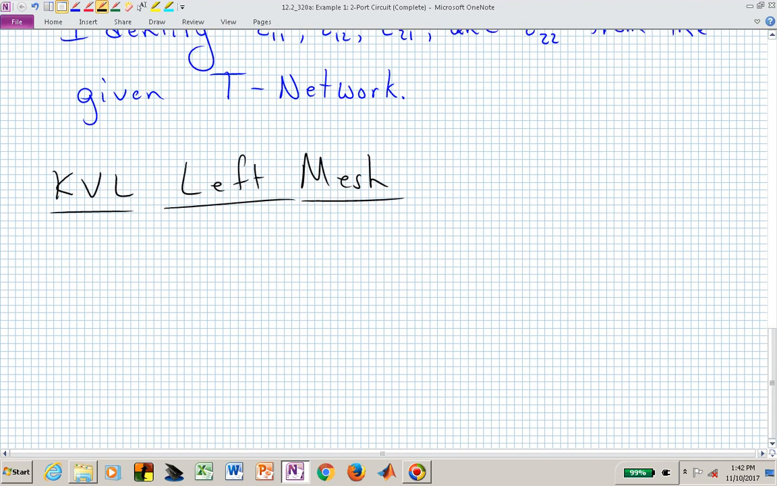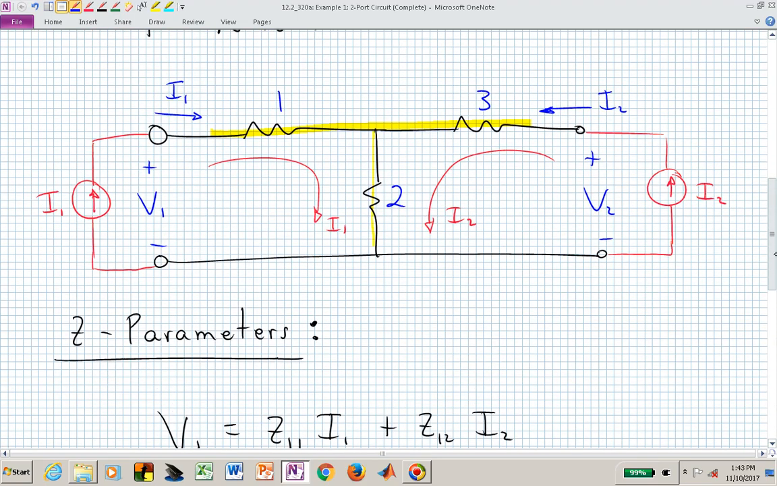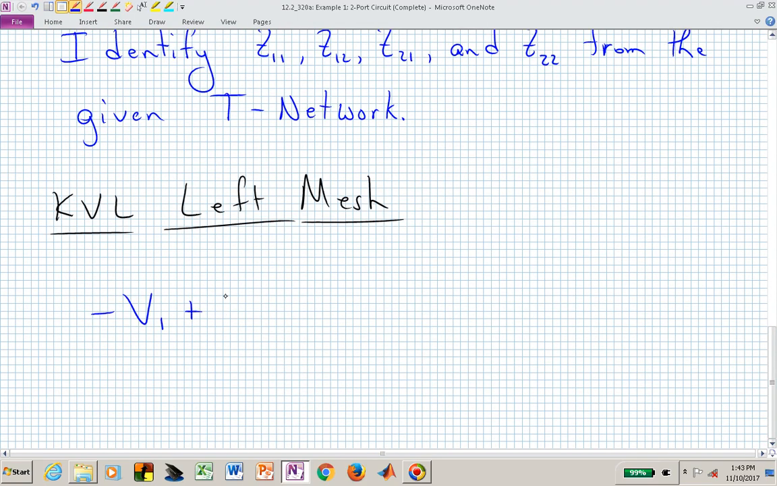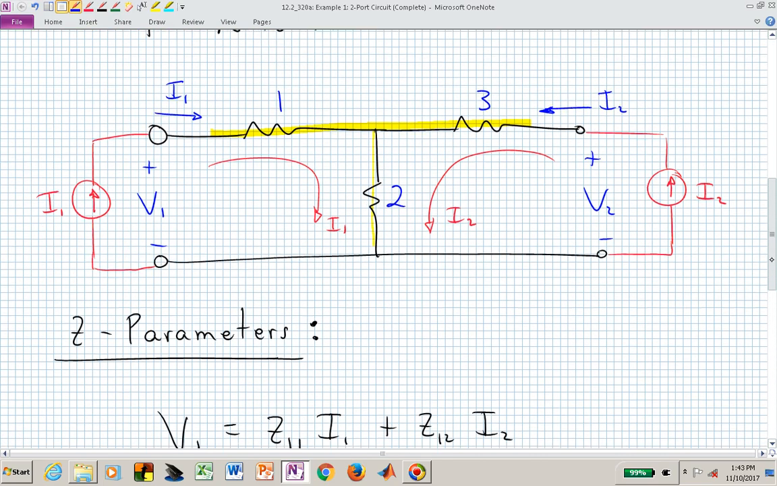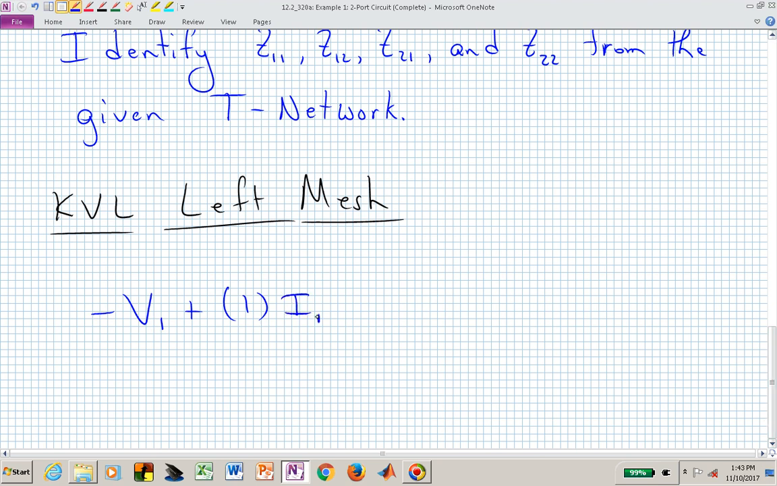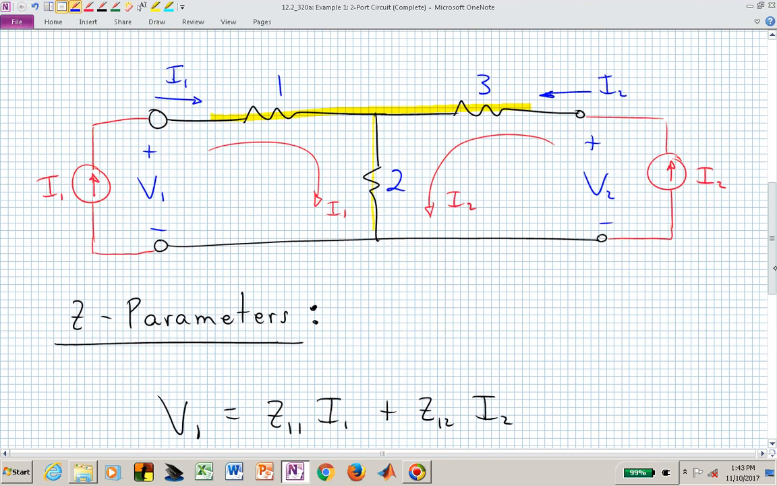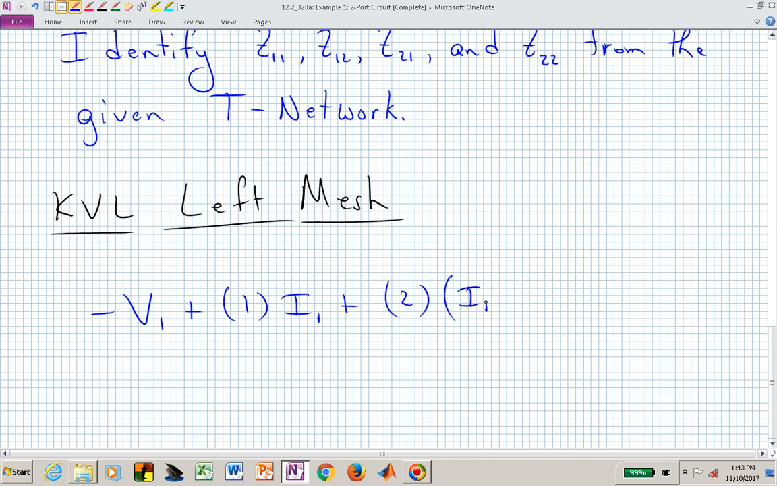If that's the case, then in the left mesh we have minus V1 starting in the lower left-hand corner plus 1, that's the horizontal resistor on the left, times I1 plus 2, the vertical resistor, times the net current going down through that resistor, which in fact is the sum of I1 and I2. So that's what's a little different than the normal mesh equations.